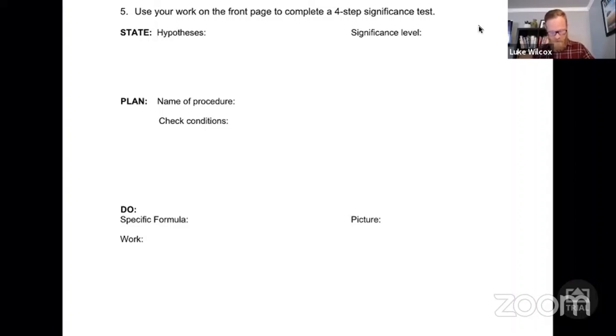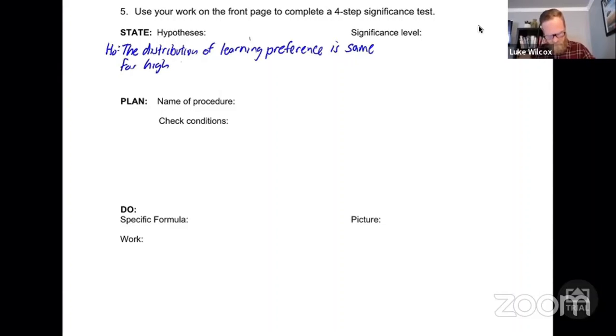All right, starting with the state. Oops, we want to write our hypotheses here. So we've already talked about the hypotheses here. We know that the null hypothesis says that the distribution of learning preference is the same, right, homogeneous, for high school and college students.